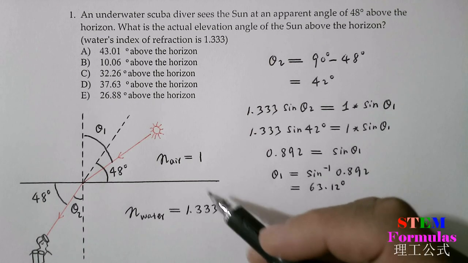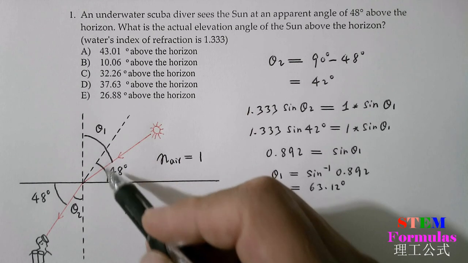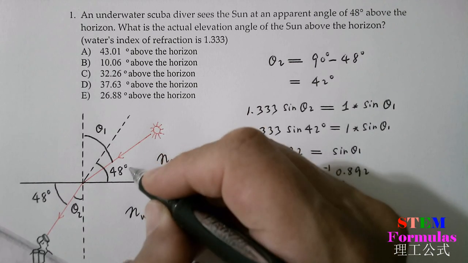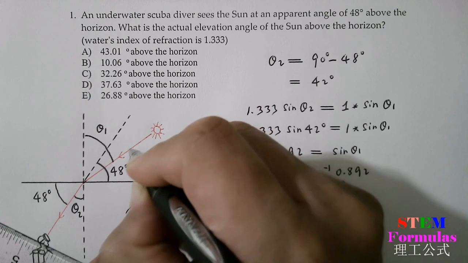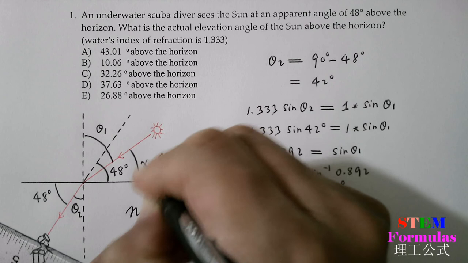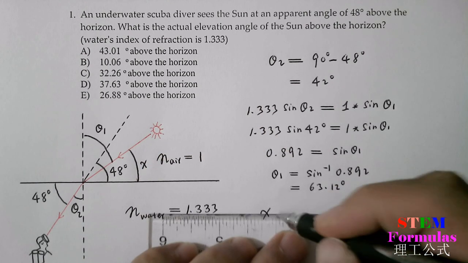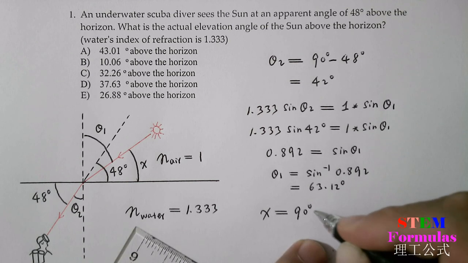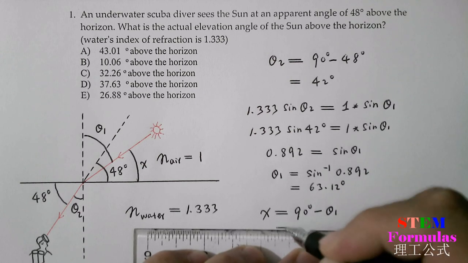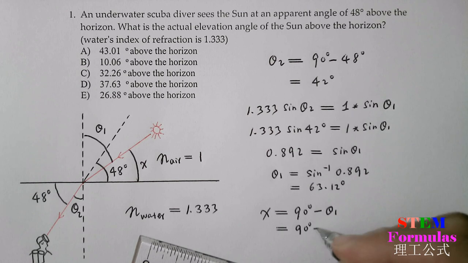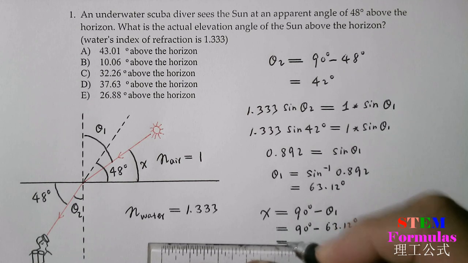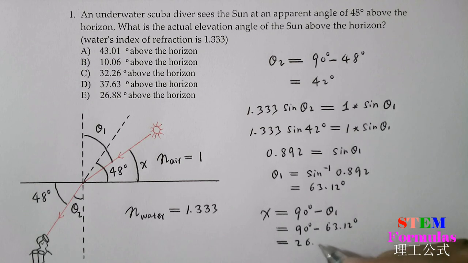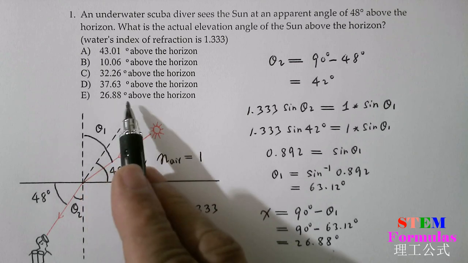So I have theta 1, the angle the question asks, equal to this angle. So the angle X equals 90 degrees minus theta 1, equals 90 degrees minus 63.12 degrees, equals 26.88 degrees. So this is the answer, 26.88 degrees above the horizon.